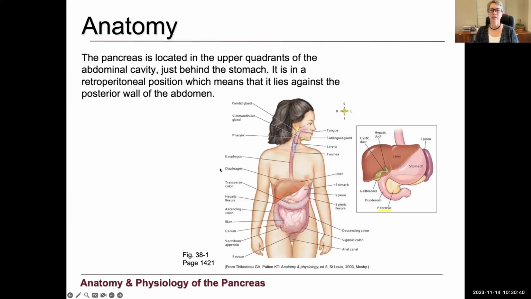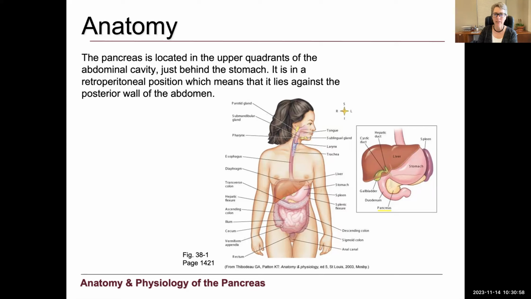All right, first off, where's the pancreas located? And this gives us a sense of where the liver is as well. So let's look at the liver first. It's tucked up under the rib cage on the right side of the upper abdomen, and the diaphragm is right above it.